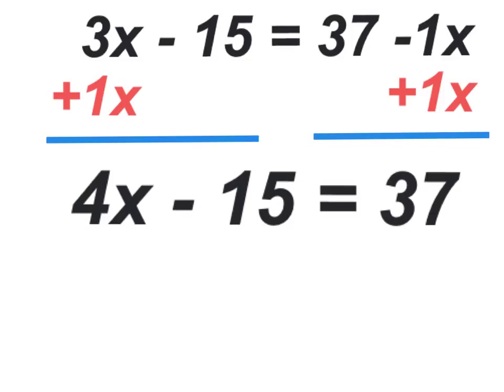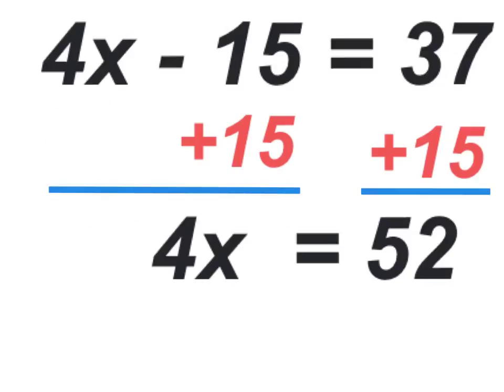To solve this, you always do the opposite of what you see. We're going to do the opposite of multiplying by 4 and the opposite of subtracting 15. The first step, you always undo adding and subtracting. The opposite of minus 15 is plus 15, to both sides. Remember, this is the additive inverse. This gives us 4x is equal to 52.